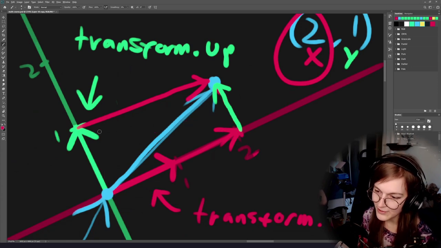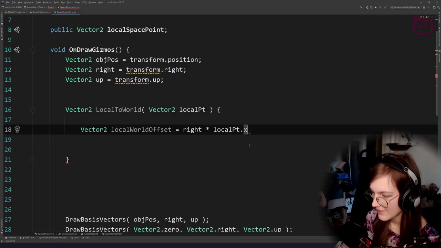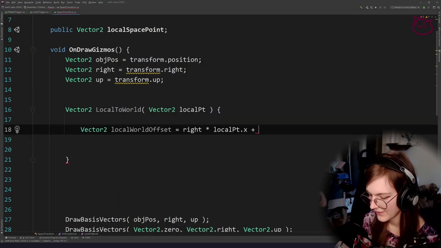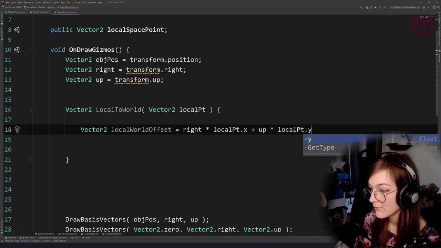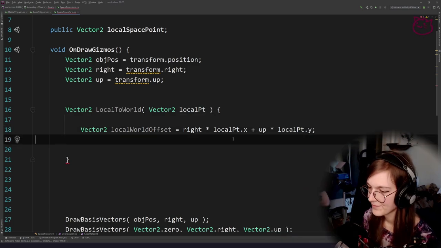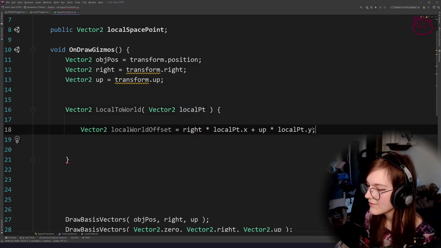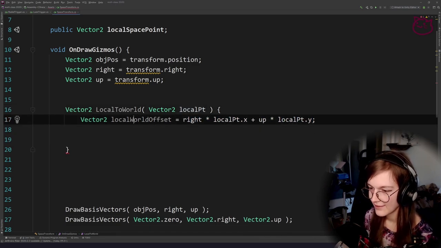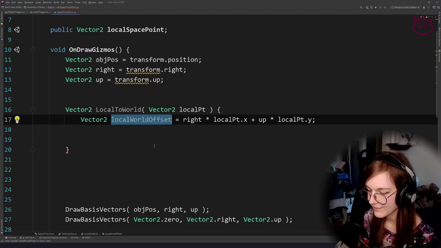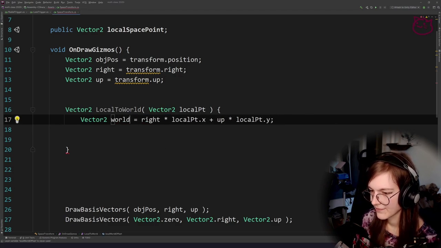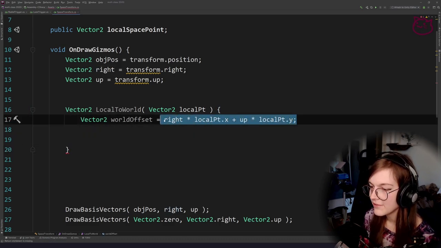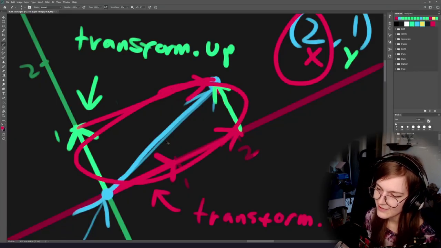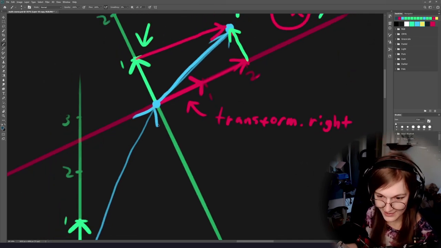And then, again, we want to do the same thing for the y-axis, and then add them together. So we can just add the y-axis right after. So up multiplied by the local space point dot y, because now we want the y-axis. So now we have the blue vector in world space. Let's call it world offset. It's shorter. So now this represents this vector in world space, which is the space that we want to work with.